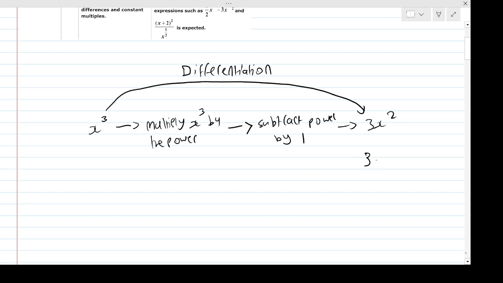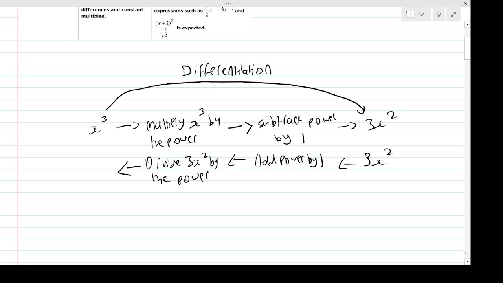We have to do the opposite to each step here. So instead of subtracting 1 from the power, we're going to add 1 to the power. Then instead of multiplying by the power, we're going to divide by the power. We don't have x cubed, we have 3x squared, so we divide 3x squared by the power, as that's our input. And hopefully we get x cubed back.